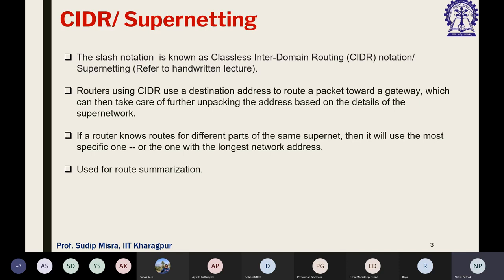But internally, you have the mechanisms so that if the gateway router gets a packet, it knows how to handle that particular packet and send it to the respective smaller network. The outside world does not need to know which particular department, so it doesn't have to send it to the exact department. It can send it only to the IIT Kharagpur network, for example. Let me give you an analogy of supernetting.